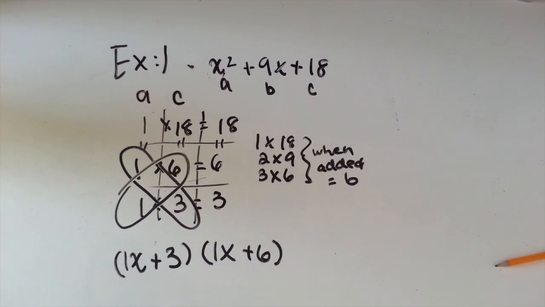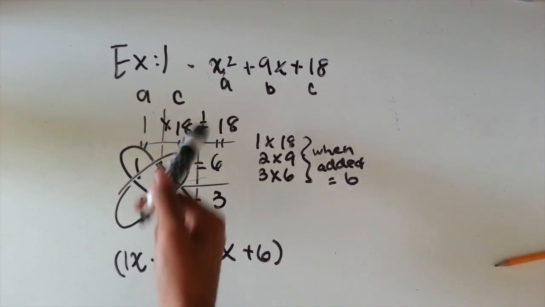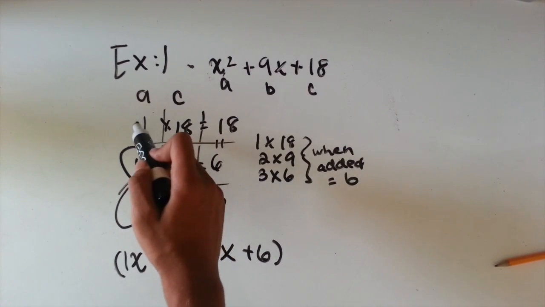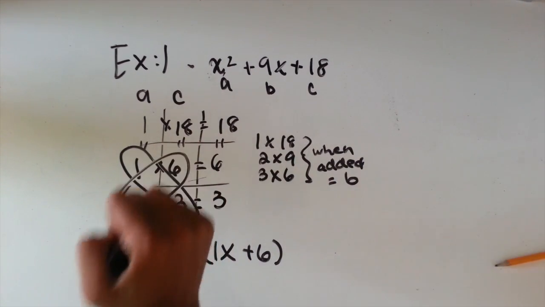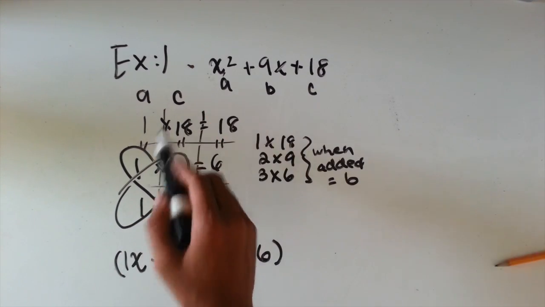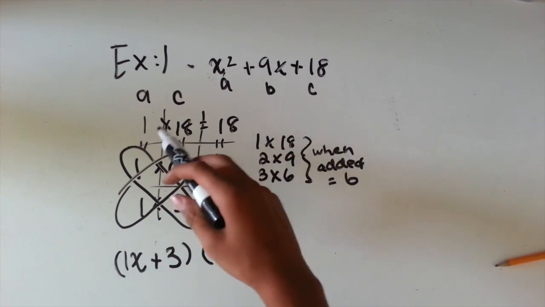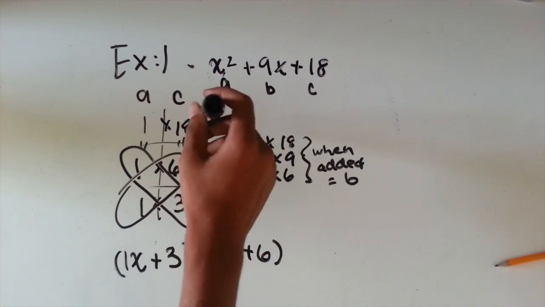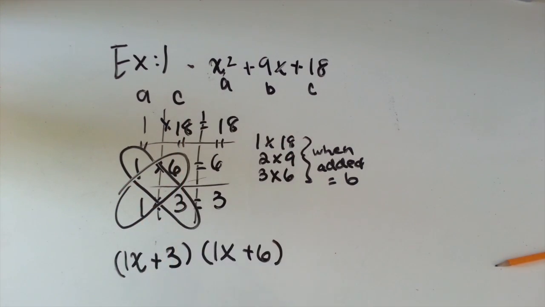In this example, we'll be using the tic-tac-toe method to transfer this equation from standard form into factored form. So, as you can see here, I've filled in this first square with the value of a, which is 1. I filled in the second square with the value of c, which is 18. Then you must multiply them together, and you get your answer, 18.